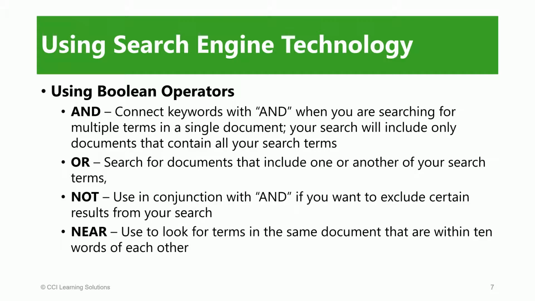Using Boolean operators. AND connects words when you are searching for multiple terms in a single document. Your search will include only documents that contain all your search terms. OR searches for documents that include one or another of your search terms. NOT is used in conjunction with AND if you want to exclude certain results from your search. NEAR is used to look for terms in the same document that are within 10 words of each other.